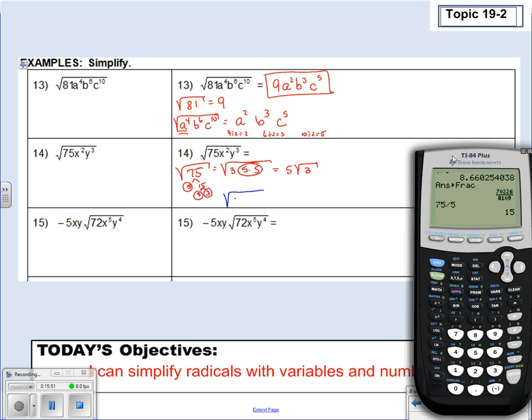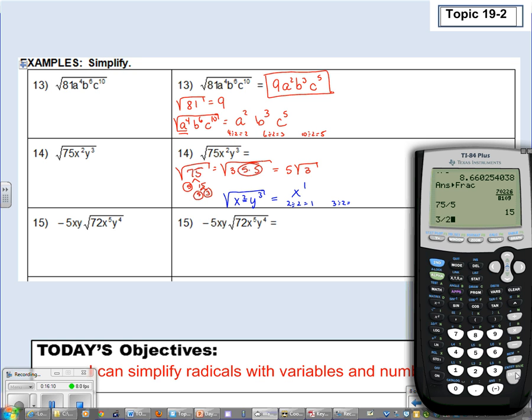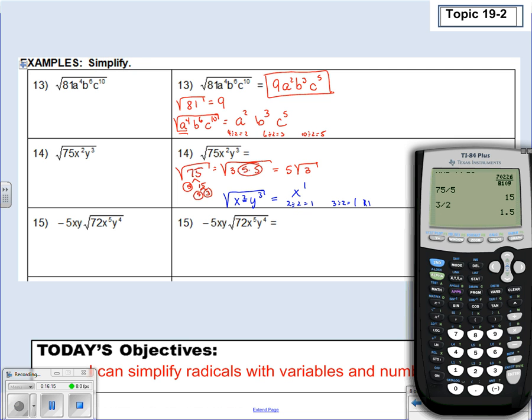Let's look at the variable. I have x squared and y cubed. So x squared is even. I get 2 divided by 2, that equals 1. So that means I have x to the 1 power. Y cubed is 3 divided by 2. Let's see what happens. If I use my calculator, 3 divided by 2, that gives me a 1.5. So I know I got a 1, and then I have a remainder of 1 because I always have a remainder of 1. So I'm going to do y to the 1 power. Remainder of 1 means I still have a y underneath.